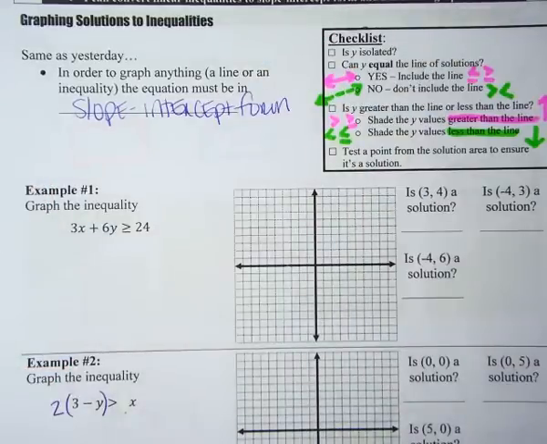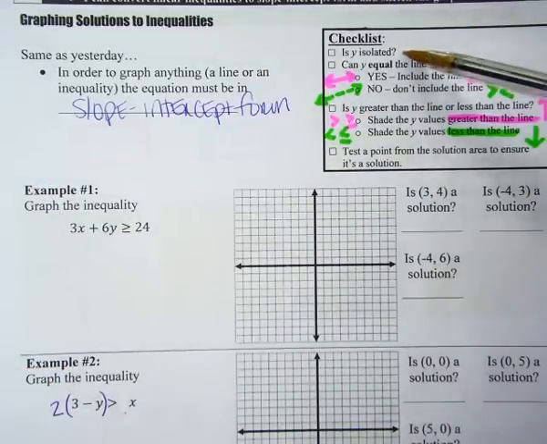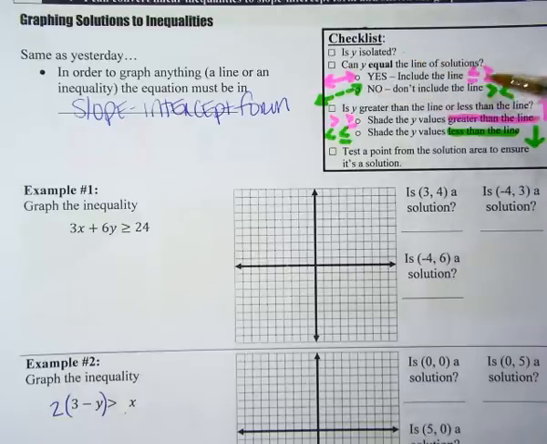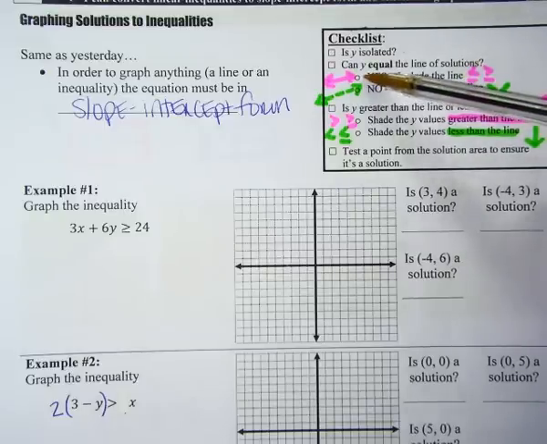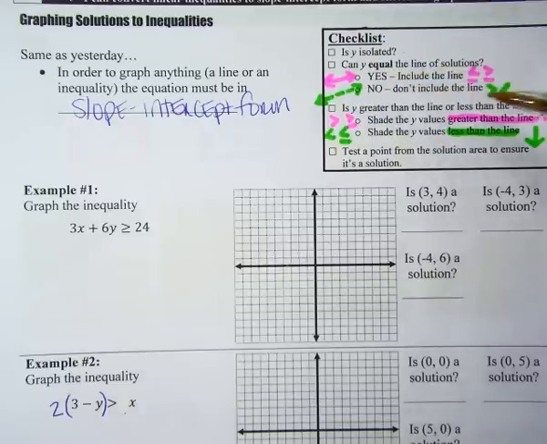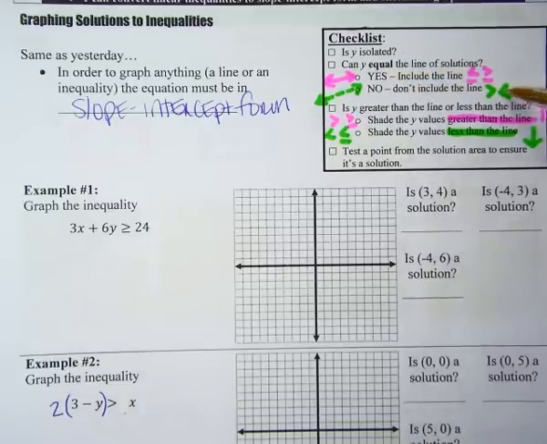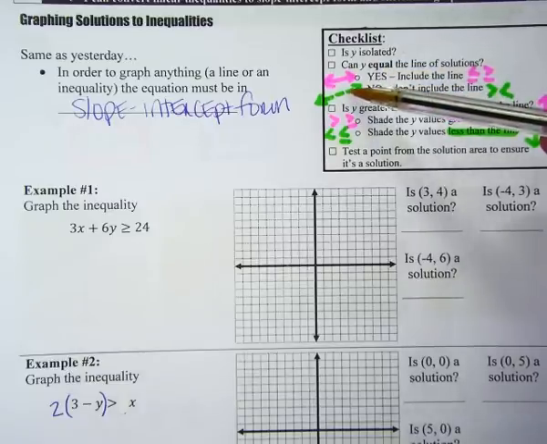Okay, and so I've added this to my checklist. Is y isolated? So that's going to be the first question that you ask yourself. Then we'll go through these. I've annotated as well. Can y equal the line of solutions? If it equals it, then you include the line by drawing a solid line. If it does not equal it, then you don't include the line and you draw a dotted line like that.